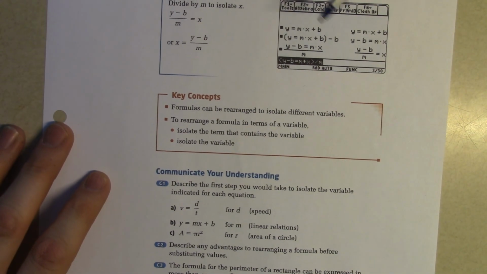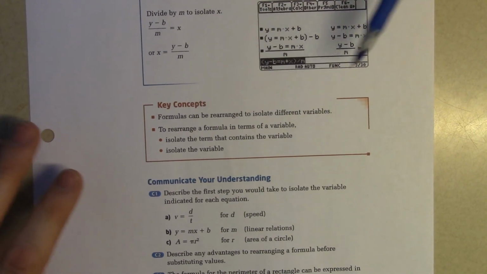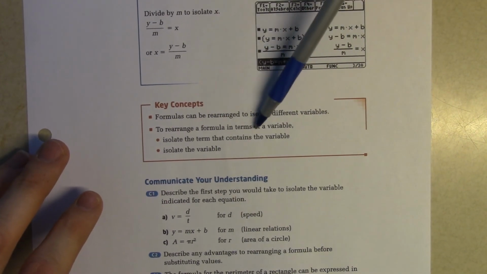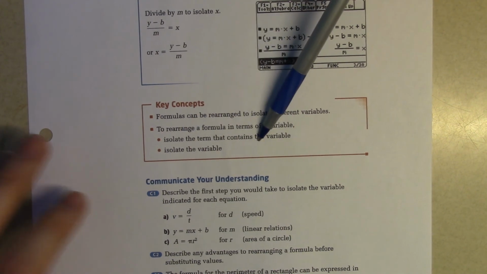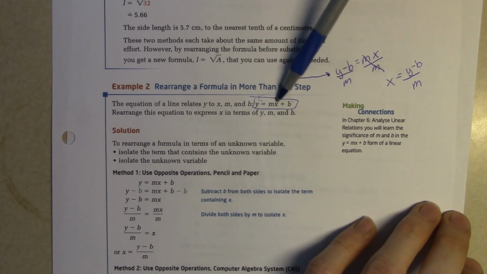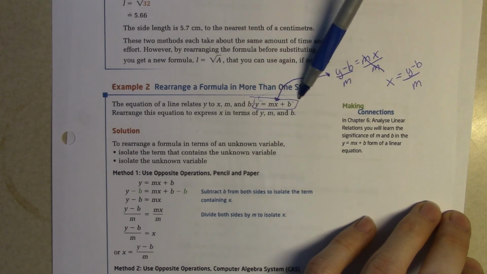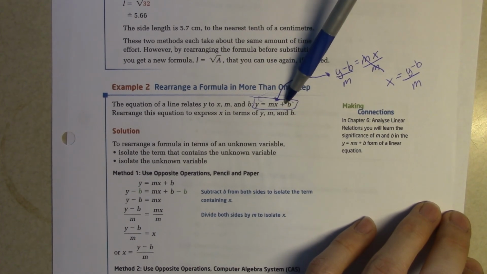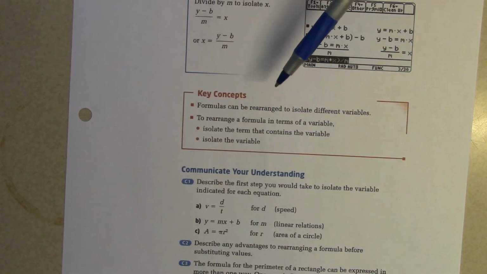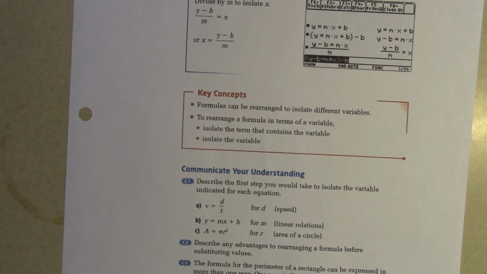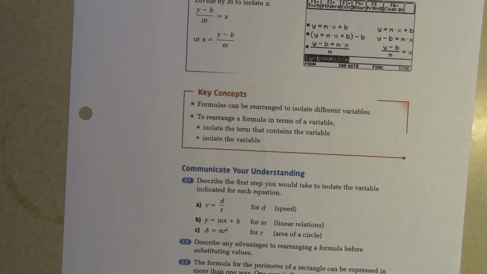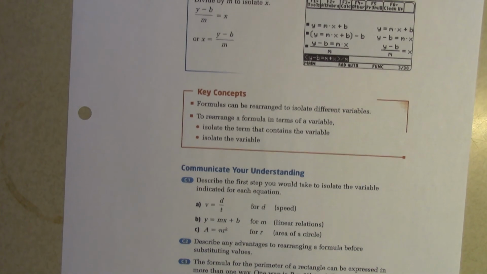All right, our key concepts. Formulas can be rearranged to isolate different variables. To rearrange a formula in terms of a variable, first we isolate the term that contains the variable. Remember, terms are whatever is all multiplied together; that constitutes one term. When it's separated by a positive sign or a negative sign, that constitutes a separation in terms. So first isolate the term, and then the last step you isolate the variable. To isolate the variable, we divide by whatever coefficient's in front of the term. Does that make sense? Okay. That's it.